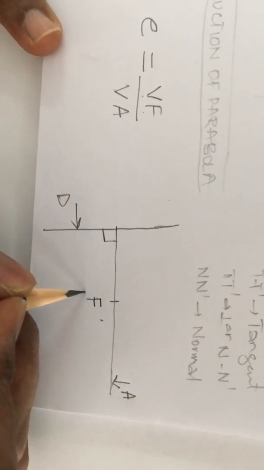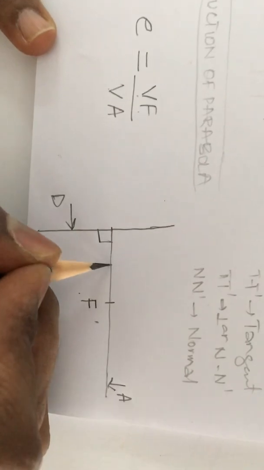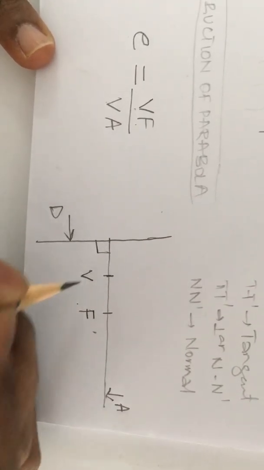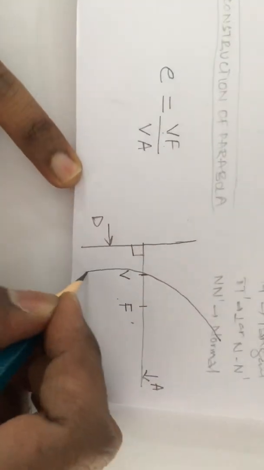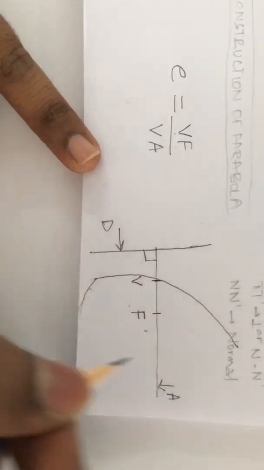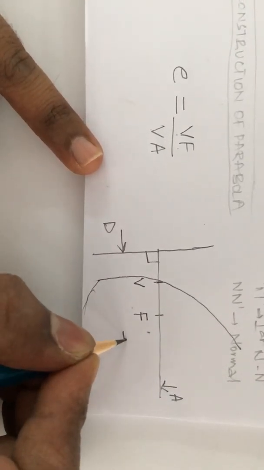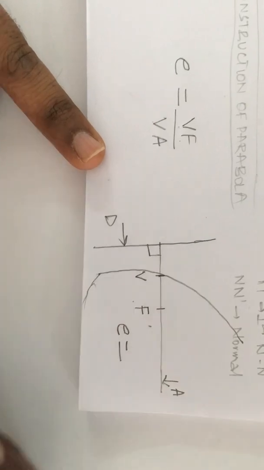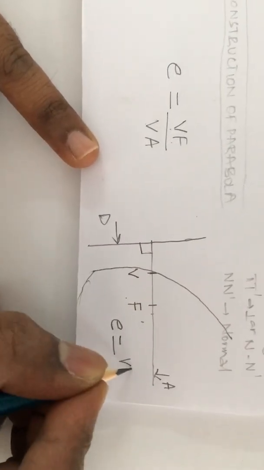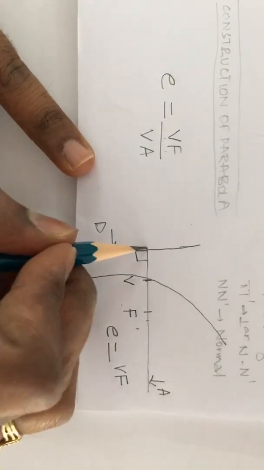Dear students, keeping this in view, I am going to locate the vertex on the axis. Vertex is a point where the curve is passing through the axis. Getting it? Keeping this in view, I am going to define what exactly eccentricity is. Eccentricity is the distance from vertex to focus, that is V to F, as well as V to A.